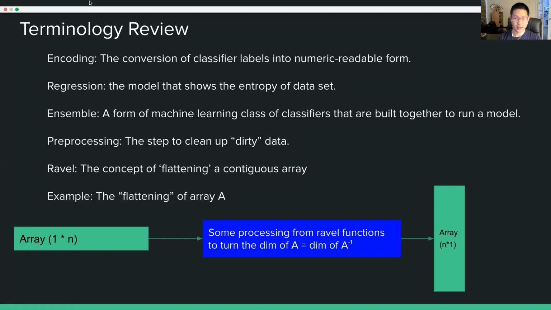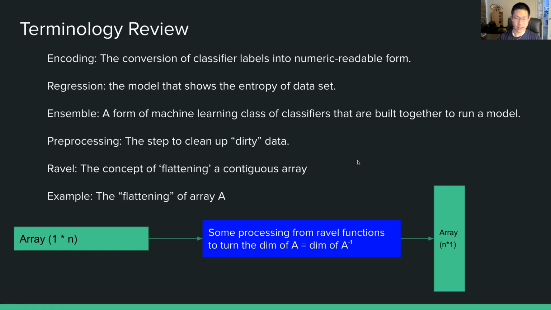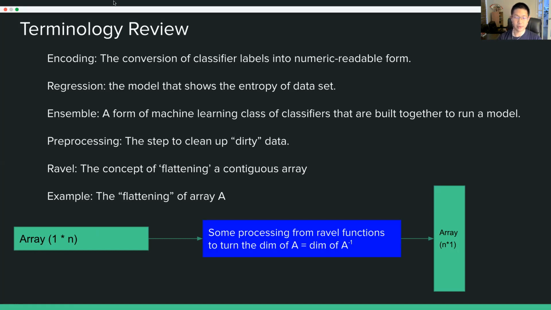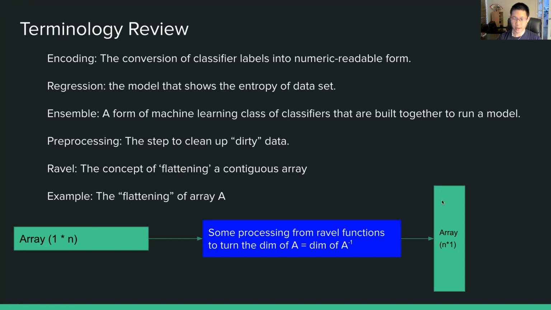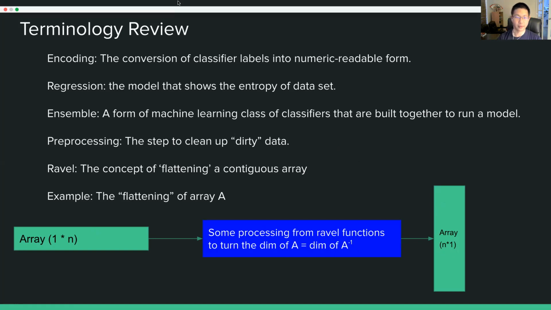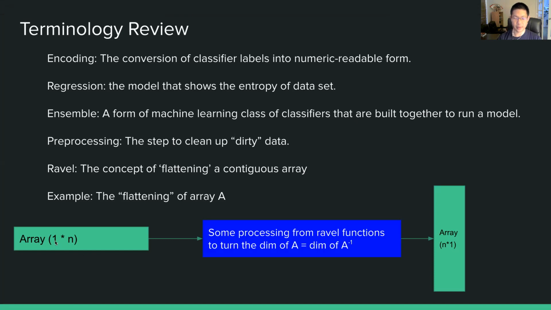The concept of ravel, which is the flattening of contiguous arrays. You see this picture down here, you have a 1 by n array. You do some sort of crazy processing here, which goes beyond the scope of the episode, and you basically turn the array into n times 1. Why is it not a transpose? Well, here's the thing. A transpose only turns the dimension of the array. The ravel also flattens it contiguously, which means it basically changes the spacing of the array. So instead of being an n block array here, it's basically a one block pasted n times down here.